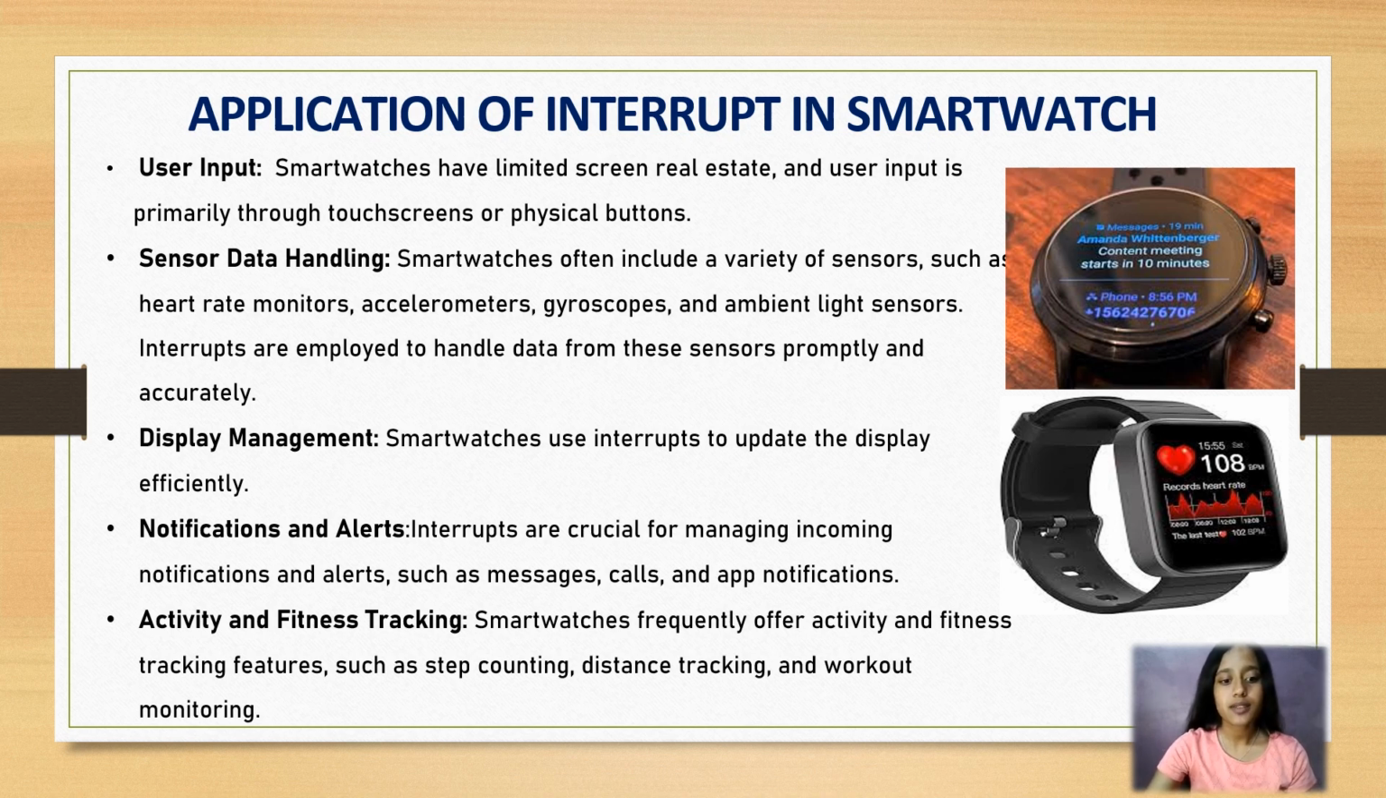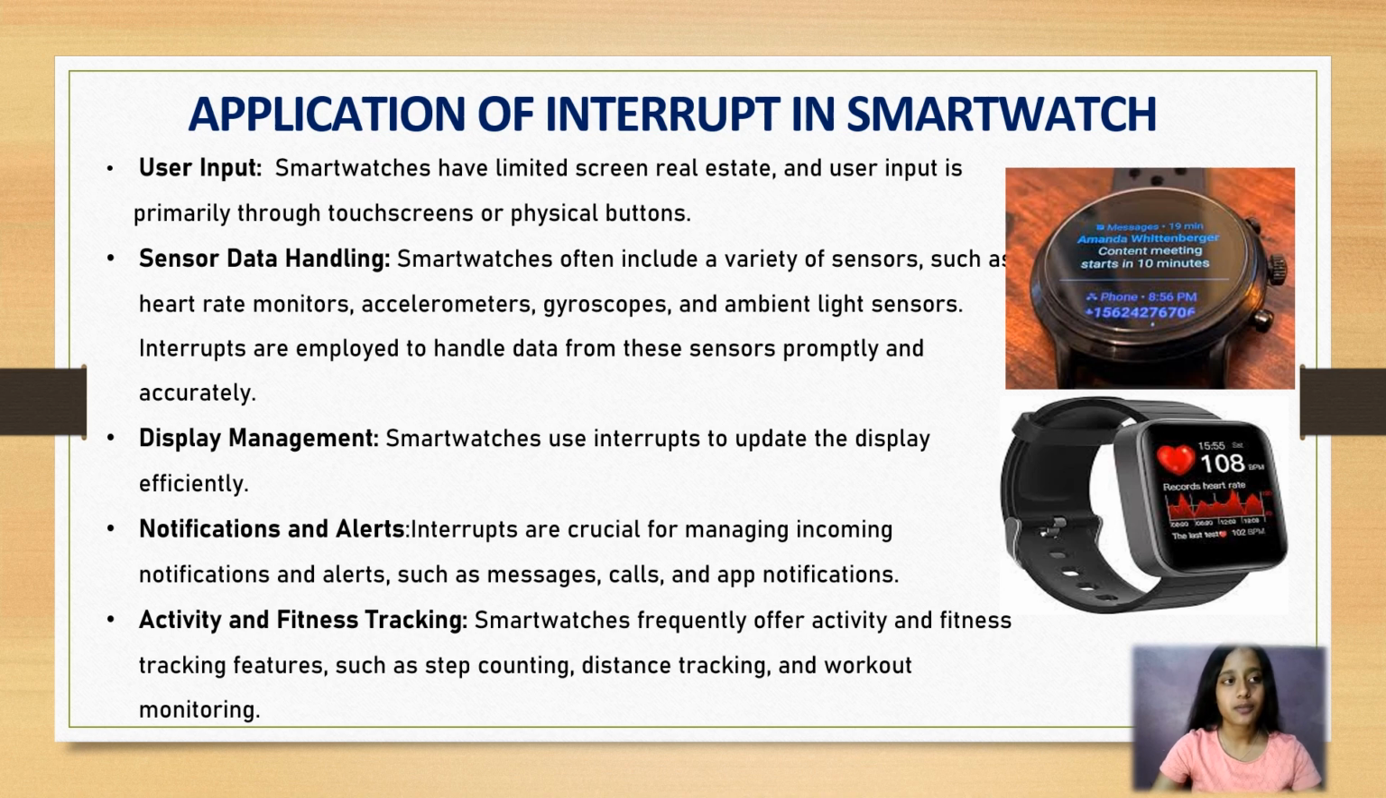Then display management. The smartwatch uses interrupts to manage the display efficiently. For example, it does not need to continuously poll for changes. The time need not be changing every now and then, so the display goes on and off so that battery is saved. Then notifications and alerts. When a notification is received on the paired smartphone, an interrupt is generated on the smartwatch, allowing it to display the notification of the call or any message.